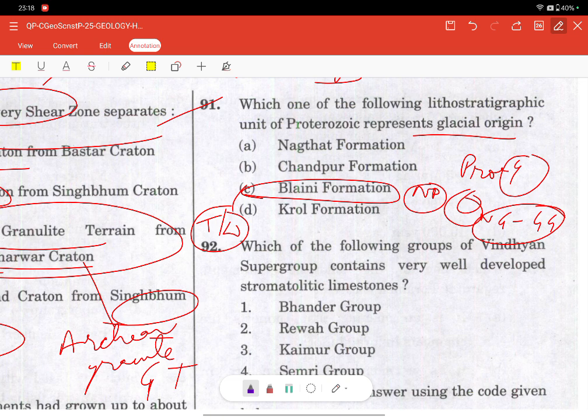Now we have this Nagthat formation. It's the sandstone shale formation. It is fluvial to shallow marine. Then we have this Chandpur formation. So Chandpur formation is present in the lower Vindhyan supergroup. It lacks the diagnostic glacial features. And we have this Krol formation. It is the carbonates with the stromatolites and indicates the warm shallow marine environment, not the glacial origin.